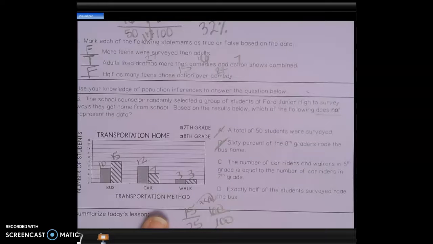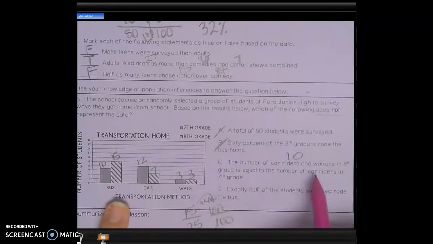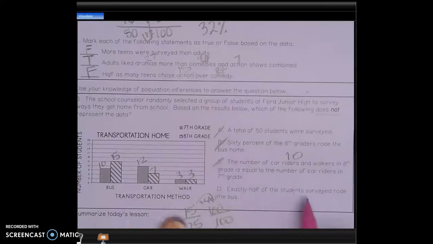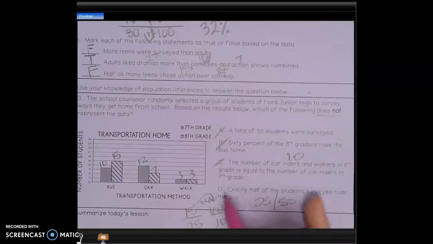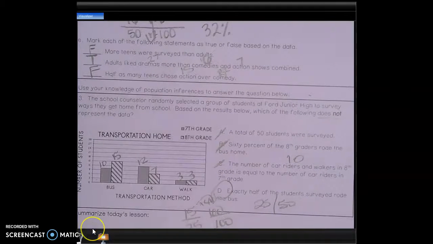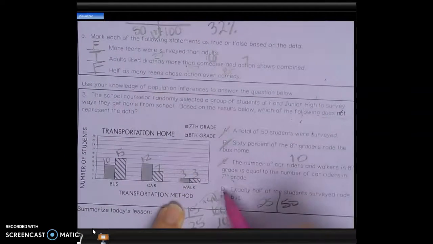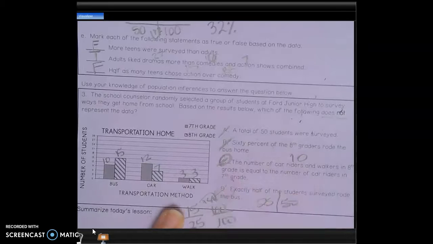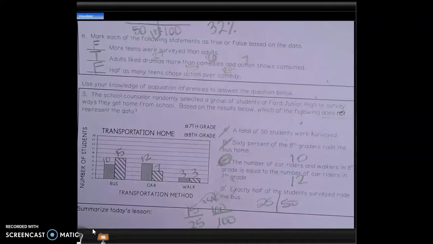The number of car riders and walkers in 8th grade is equal to the number of car riders in 7th grade. Car riders and walkers, 10, okay, is equal to the number of car riders in 8th grade. No, exactly half of the students surveyed rode the bus, 25 out of 50. Our answer is D. My bad, guys. We were looking for the one that was not true. So that should be this one. The number of car riders, 10, and walkers in 8th grade is equal to the number of car riders. This was 12. We were looking for a no. So 10 is not equal to 12. So I'm sorry. Our answer should be C.